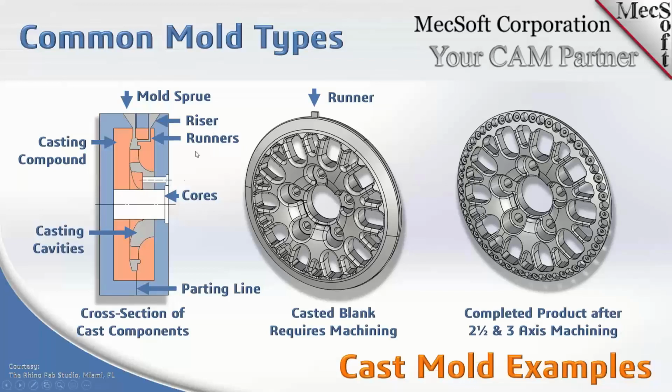If you look at the section view on the left, it shows the two halves of the casting mold in orange. And then the casted material is poured into the gray areas to form the actual product. If you move over to the far right, this is the end result of the casted product. So you're going to be machining the blank, and you're going to be machining the final product.